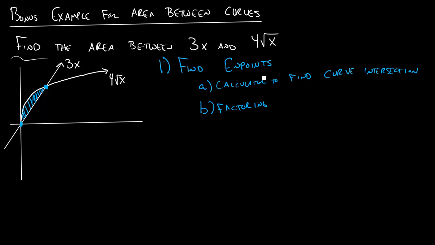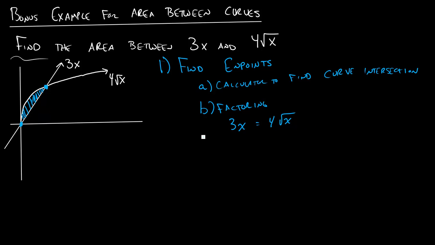There are kind of two different ways you could find these endpoints. One is just by using your calculator, and you're pretty safe doing that. Another way is by factoring. The factoring with this problem is kind of particularly tricky, so I'm going to show you one of the ways that you could do that. For finding the endpoints, you want to set the two curves equal to each other. So we'd set 3x equal to 4 root x, and don't divide things out.